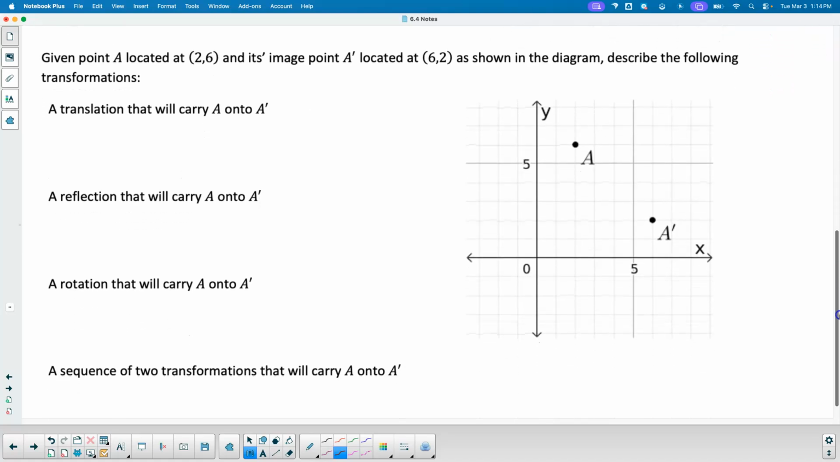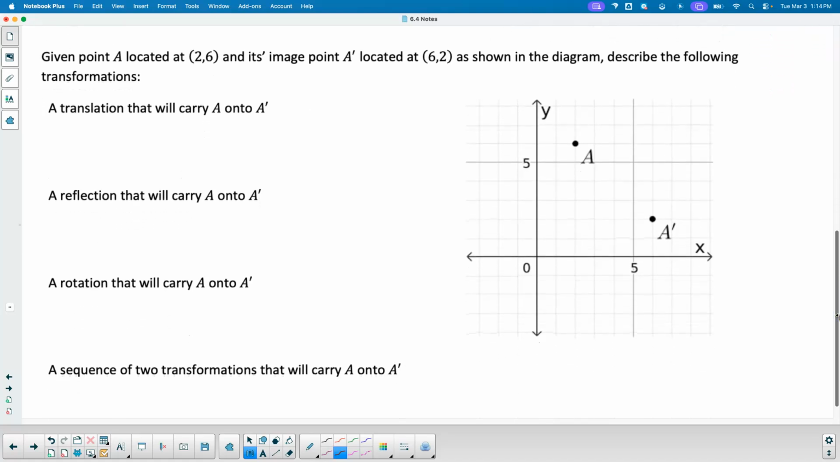So we're given point A is located at 2 comma 6. That is on our paper at 2 comma 6. Its image point, A prime, is located at 6 comma 2, as shown in the diagram. Describe the following transformation. So what would a translation be that would map point A onto point A prime? Lily, give me one. Right 4 and down 4? Yeah. Okay. So how could I write that?